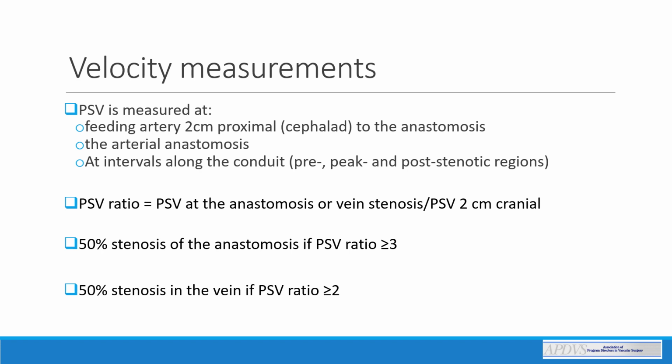Visual confirmation of stenosis at the arterial anastomosis is useful because peak systolic velocity in the draining vein may be significantly elevated merely because of acute angulation of the draining vein at the anastomosis. If the draining vein is visibly narrowed, peak systolic velocities are measured at the stenosis and 2 centimeters caudal to the stenosis. Again, the peak systolic velocity ratio is calculated by dividing the peak systolic velocity at the stenosis by the peak systolic velocity obtained 2 centimeters caudal to the stenosis. If the ratio is more than 2, it is classified as at least 50% stenosis.